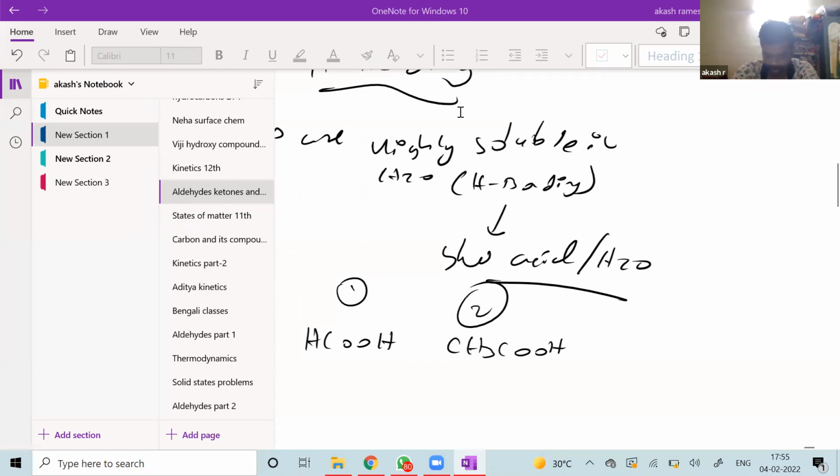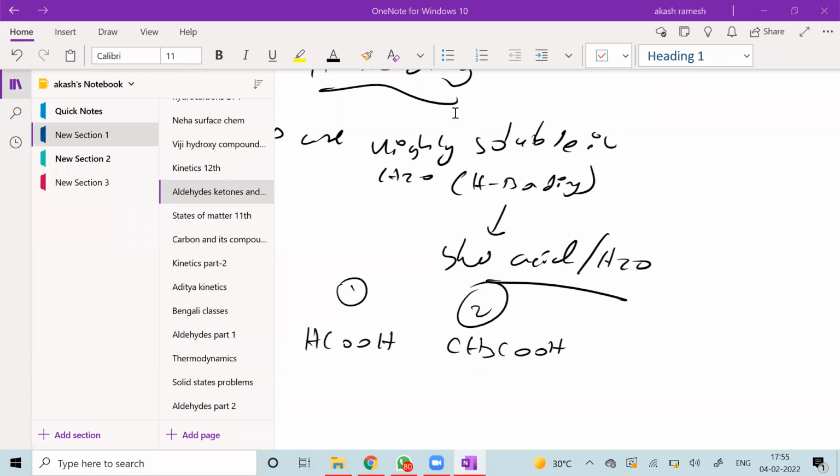Does anybody want to give an explanation of why you chose 2 or why you chose 1? Maybe we'll start with the minority. I think it was Nanda Kishore. Yes, Nanda Kishore, you said it is HCOOH. Why did you say that? Or was it just a guess?